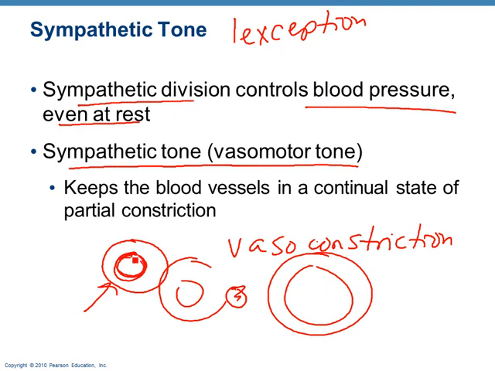Now, if you need to get the pressure higher, you'll send more sympathetic innervation to the vessel and constrict it more, okay? But you always want to keep those vessels slightly constricted. So your sympathetic nervous system is always in control, keeping all your vessels slightly constricted to keep that pressure up, okay? So that's the exception to your parasympathetic nervous system is usually in control.